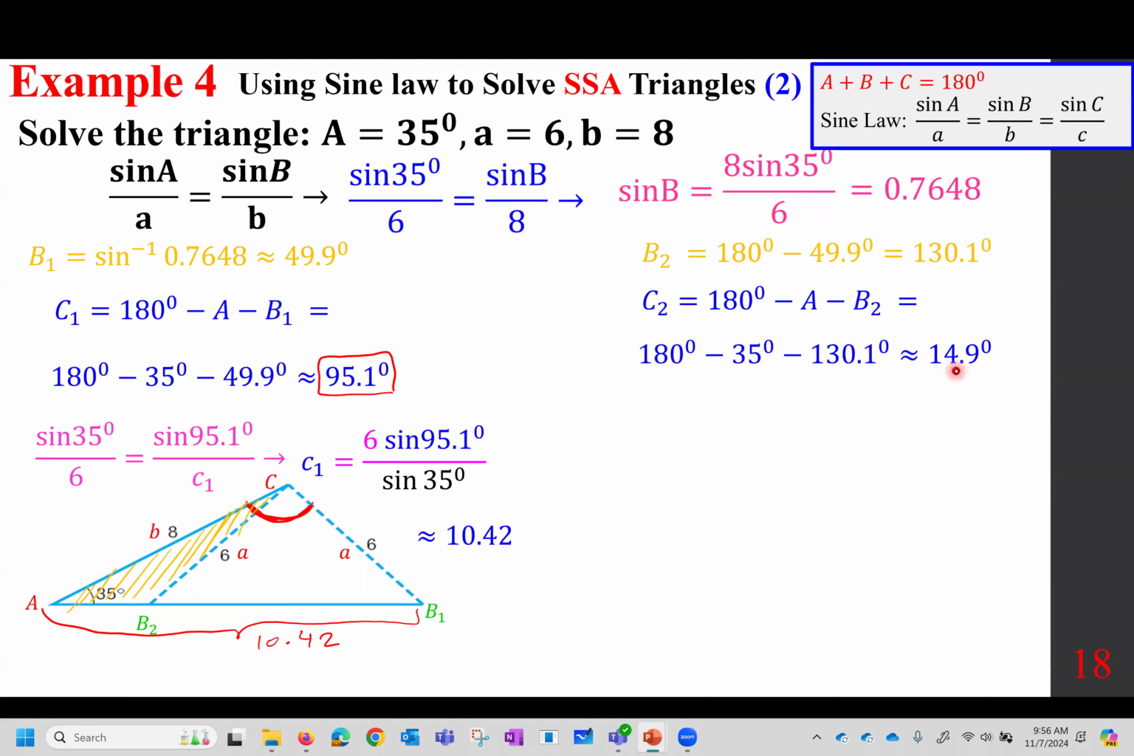And the last angle, this little one, is 14.9. So you get an idea of which one I'm talking about, this one. This one is 14.9. And sine 35, again the same thing, sine 35 over 6, but this time sine of 14.9 divided by C2. And cross product means C2 is the product of these two divided by sine 35.